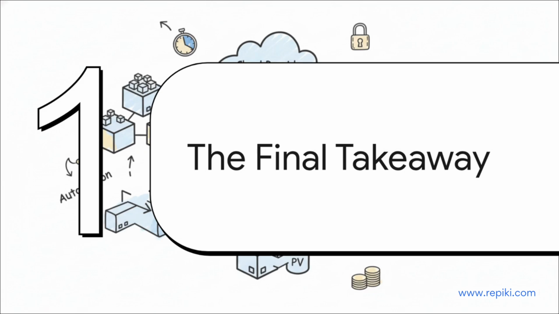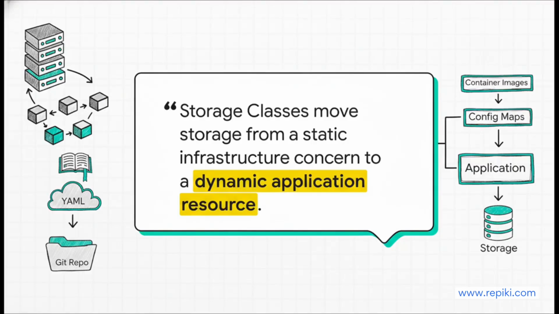So after all of that, what's the big idea here? If you remember just one thing from this whole explainer, what should it be? This is it. This is the fundamental shift. Storage is no longer a ticket you file with the IT department and wait for. It's now a dynamic resource that's part of your application's own code. It lives in your YAML files, it's checked into Git right next to everything else. This is true infrastructure as code.